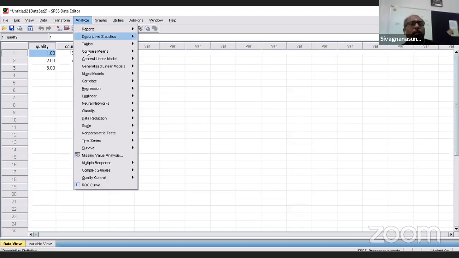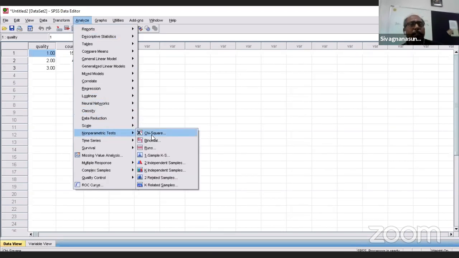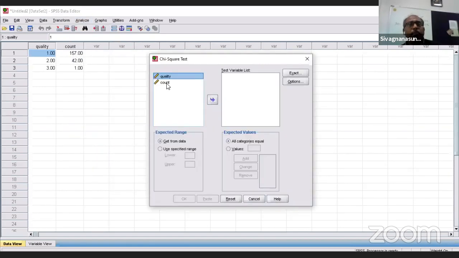So now I'm doing the non-parametric test, chi-square. My test variable is count. And what is my expected frequency that is given in the problem? You should write it in ascending order. 3% is unacceptable, 17% is good, and 80% is excellent. This is what I expect the frequency to be.